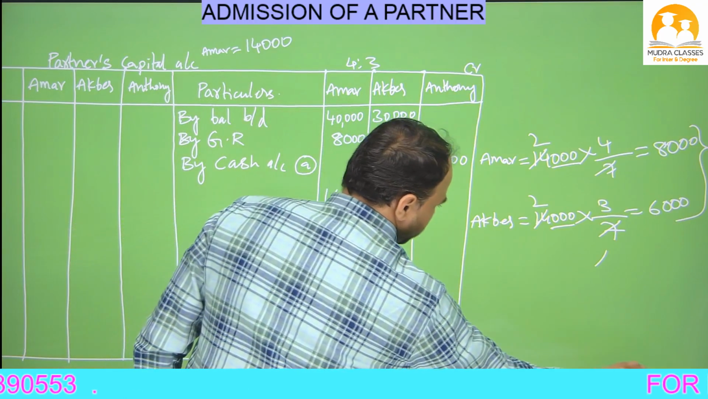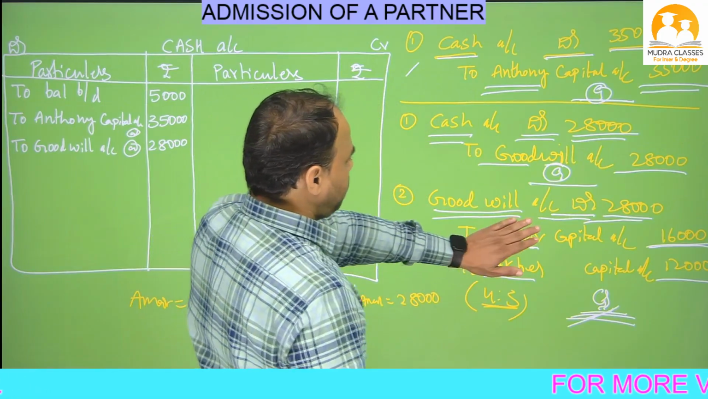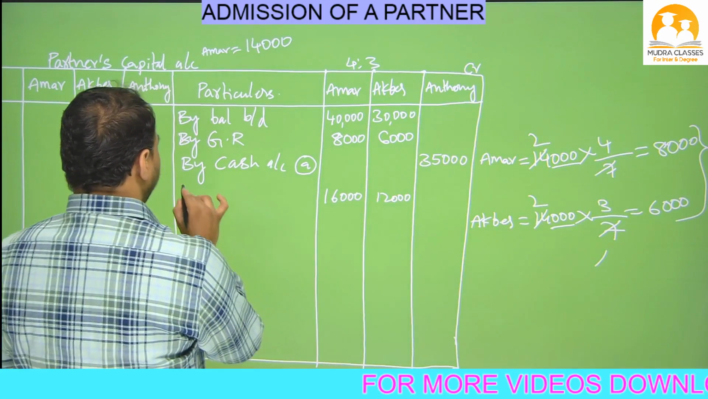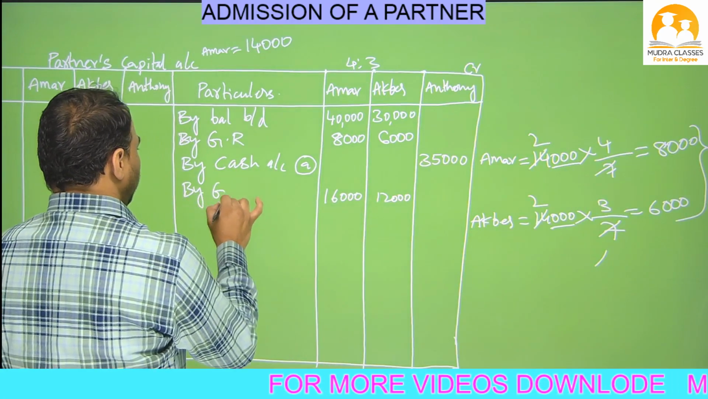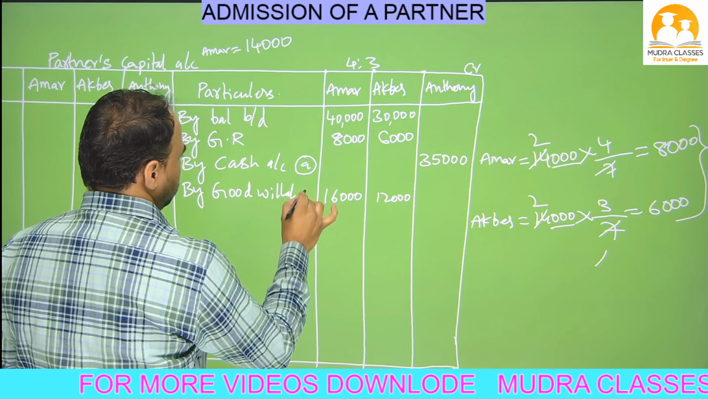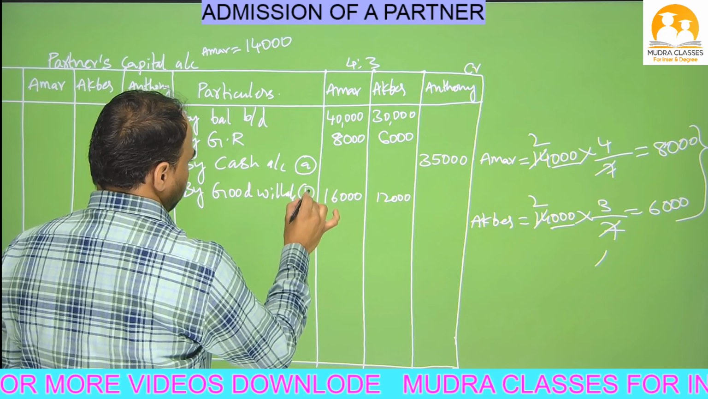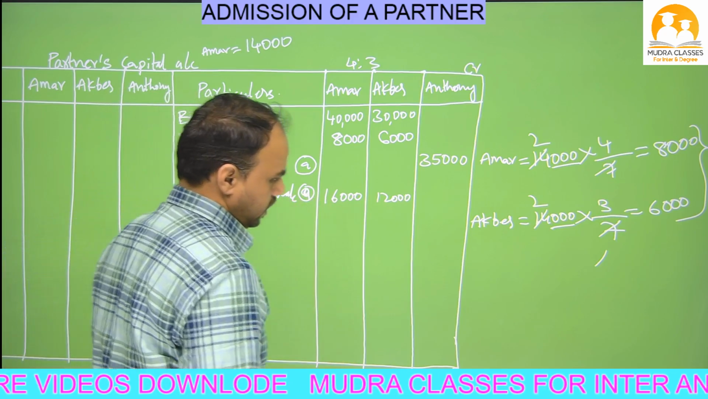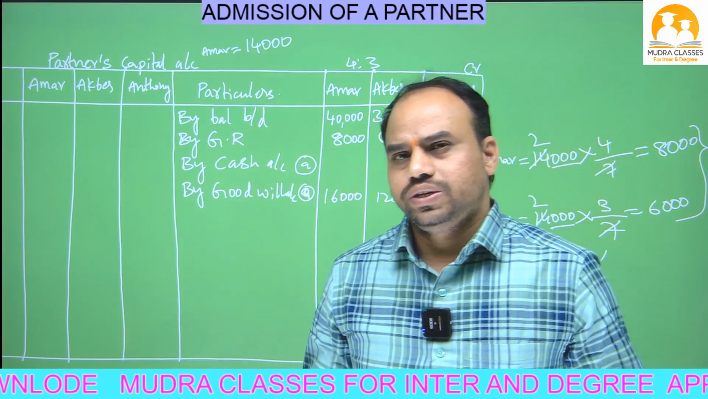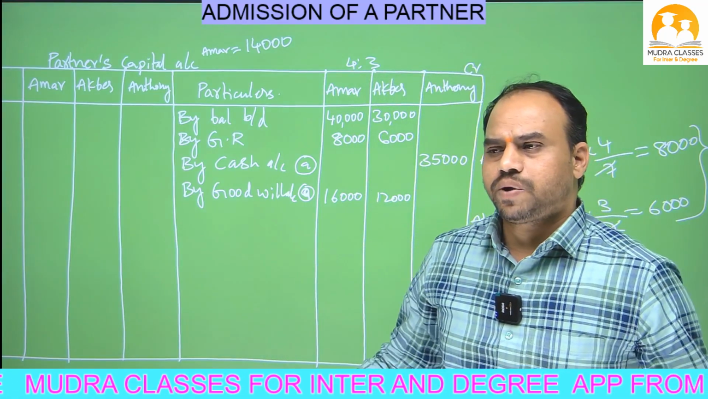Okay, close this Amar and Akbar Nana. What is opposite? We have goodwill. So write down here by goodwill account. This is also adjustment number A. With this, all journal entries also we completed. Now we have to close the account. If you close the account, problem will finish.